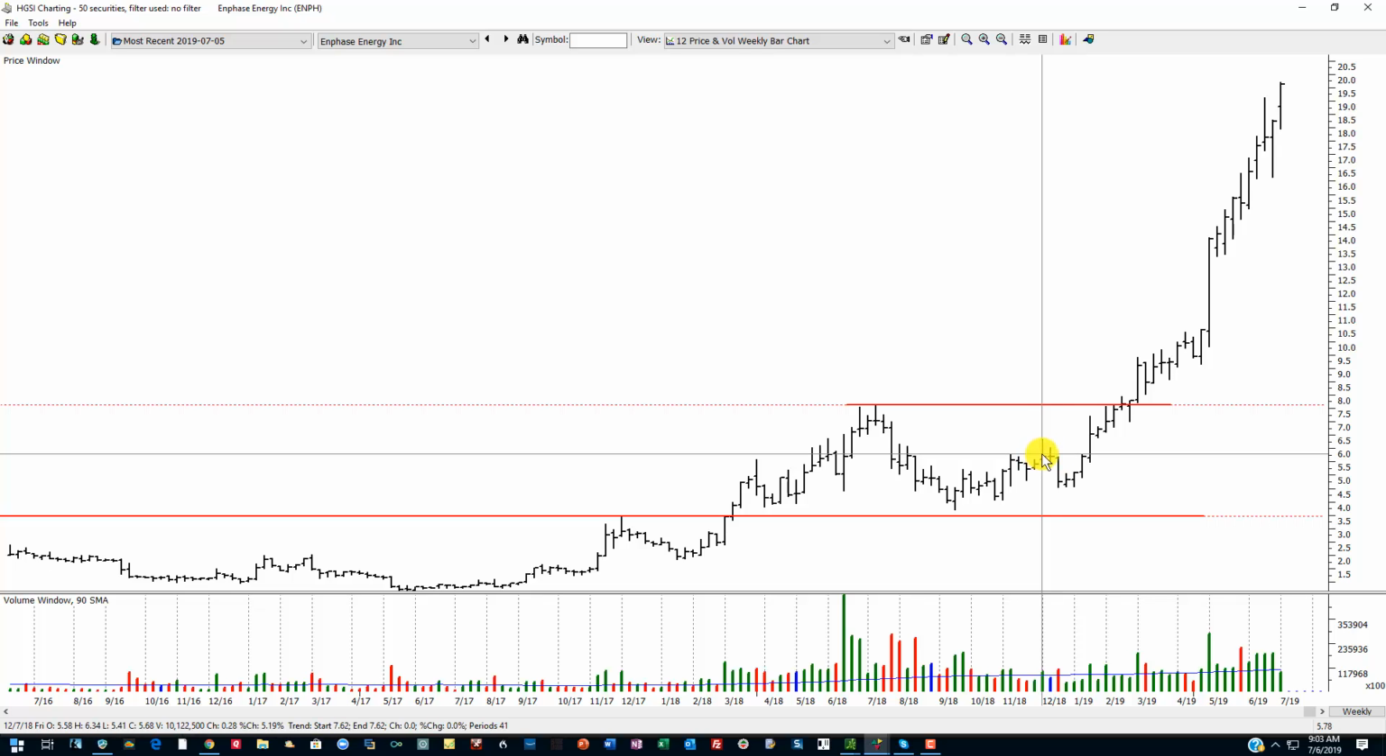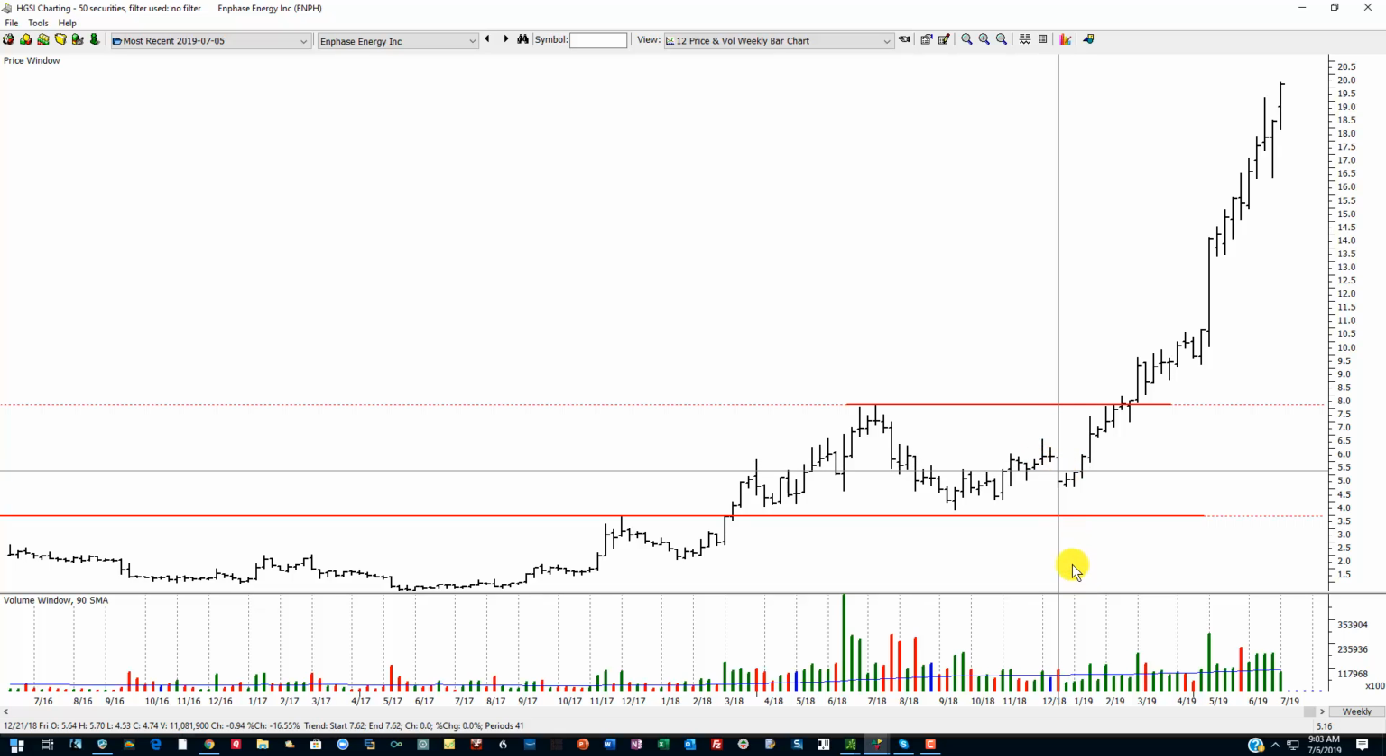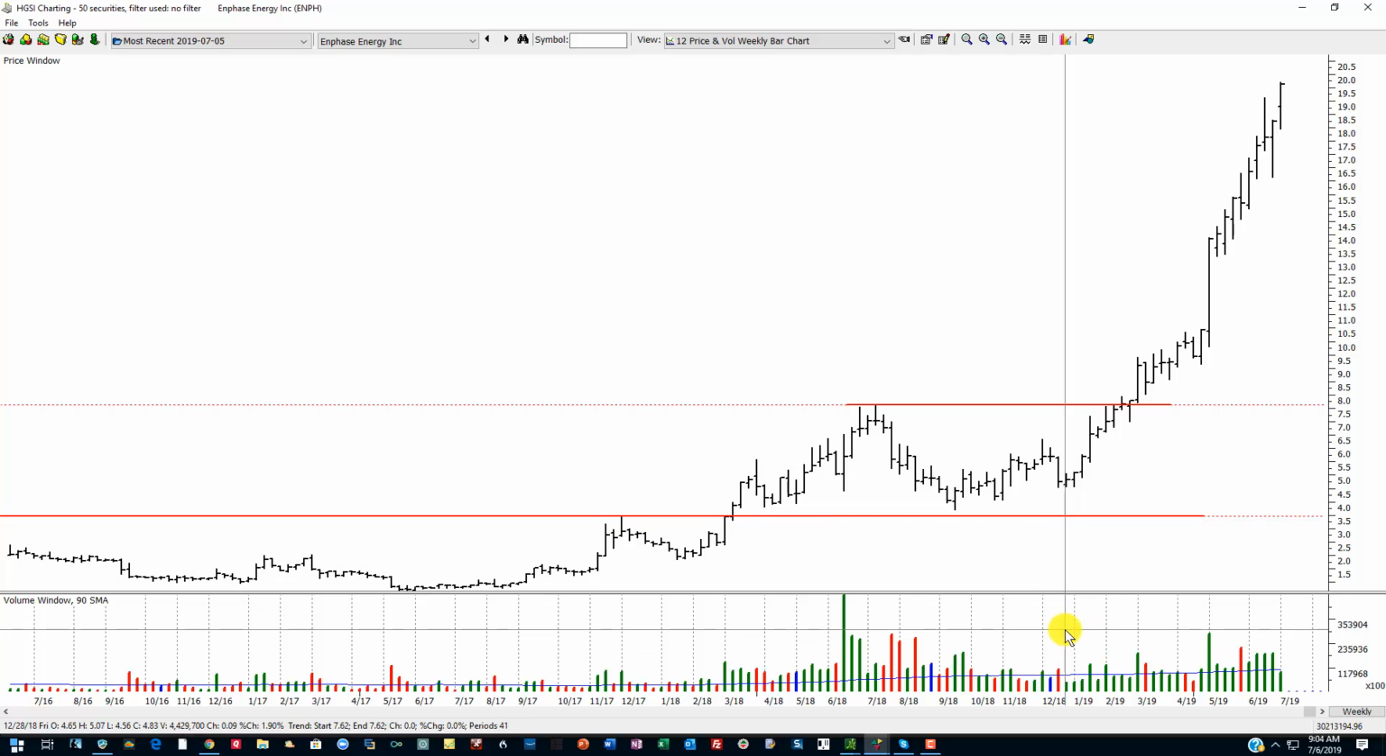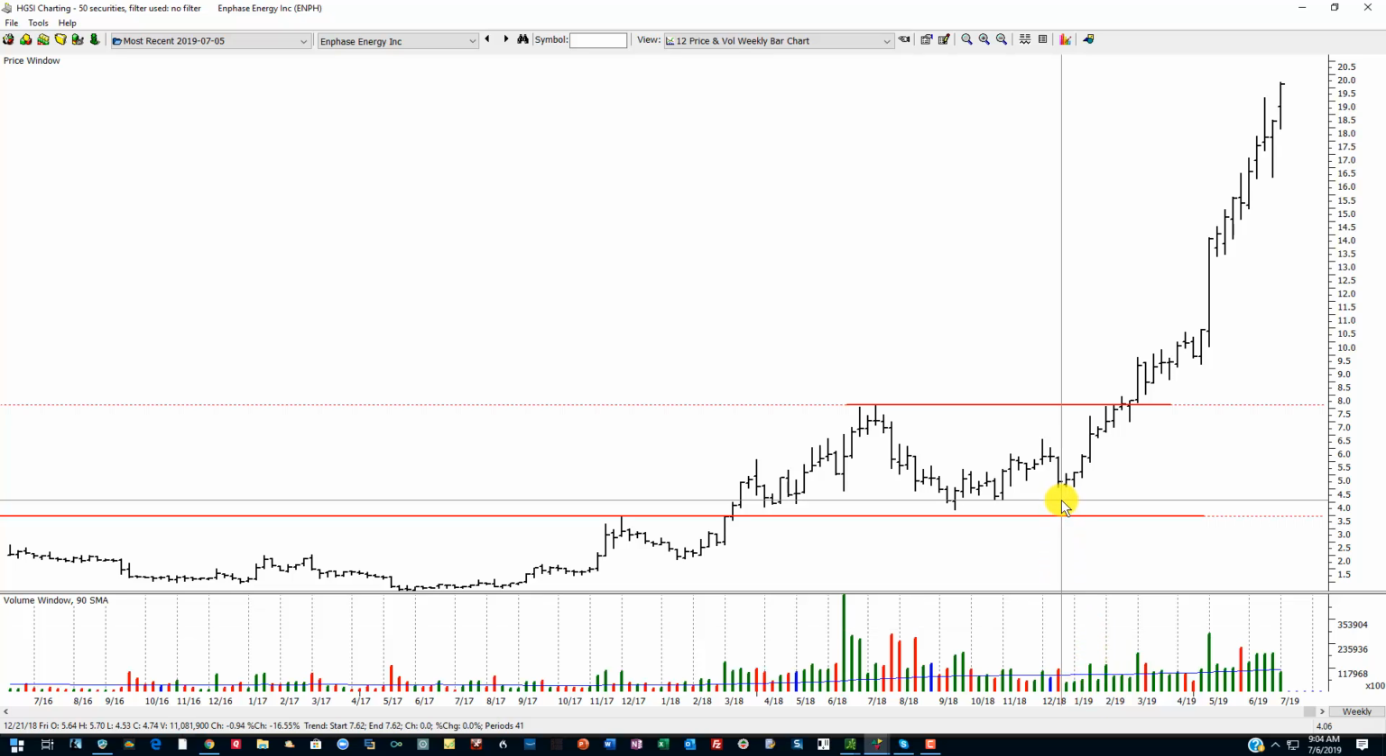yeah, it's weak because on this week it barely closed above its open. Neutral, down, weak bar there on slightly heavier volume. And then the next week, volume went really very quiet.